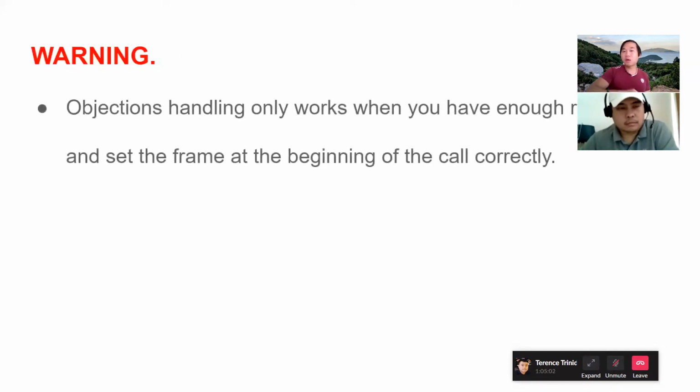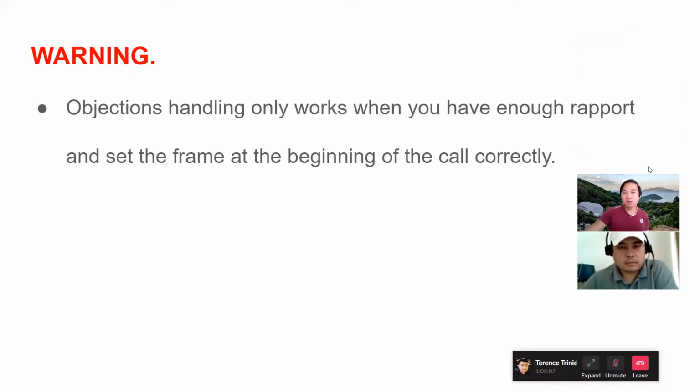So warning, this objection handling only works if you have enough rapport and set the frame correctly in the beginning. Okay, so when you ask, well, can I ask you a question? and they said no, was something wrong in the front? So you have to build rapport. Hey, this is Terrace. You go to the friend frame, and then you ask, do you have 5 to 10 minutes for a quick chat? Then he says, yeah. Now he just gave you permission for 10 minutes of his time. So when you say, can I ask you a question? Yeah, of course, because he just gave you permission.